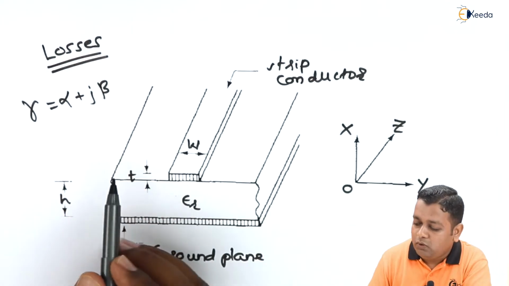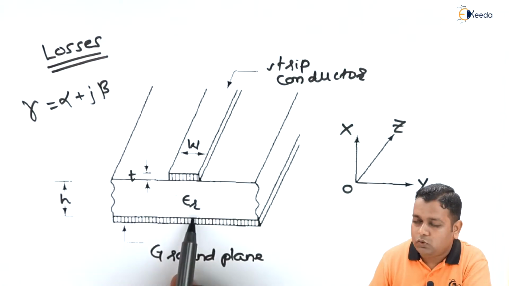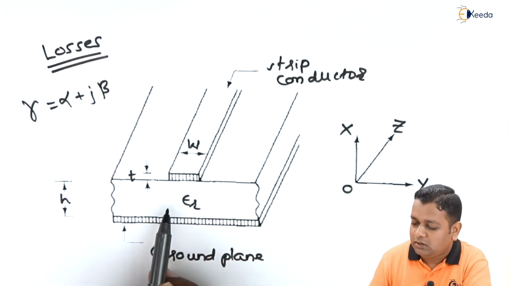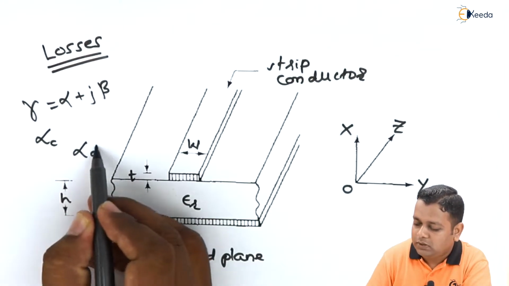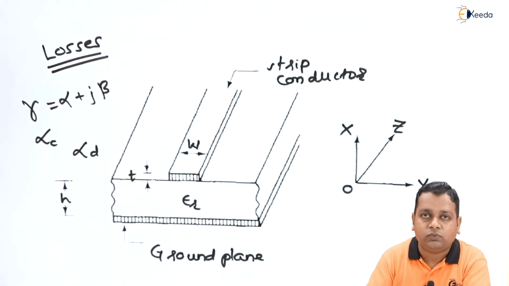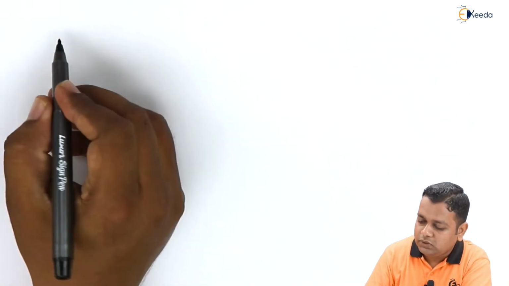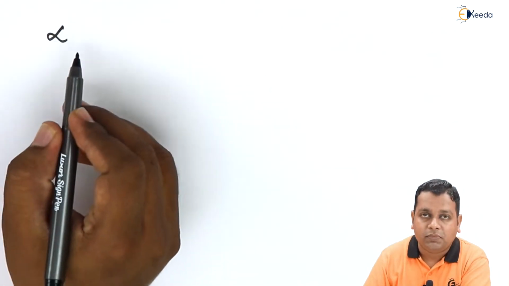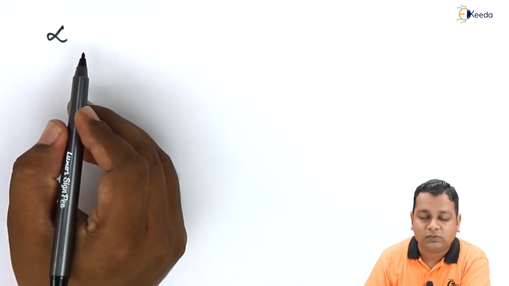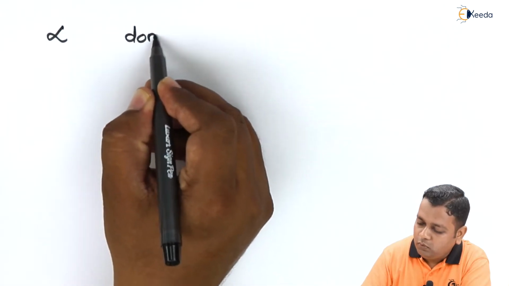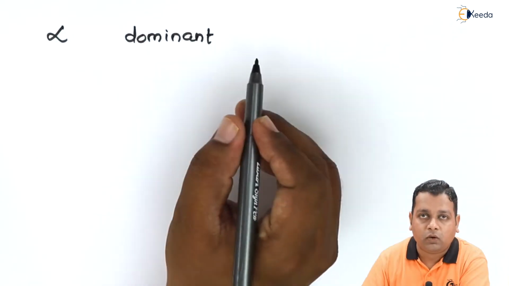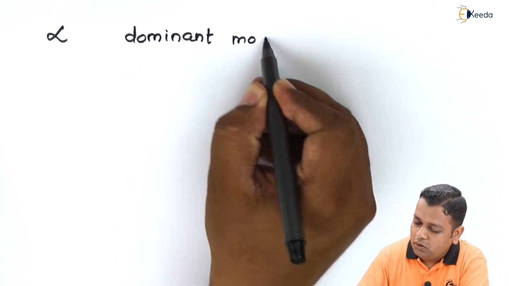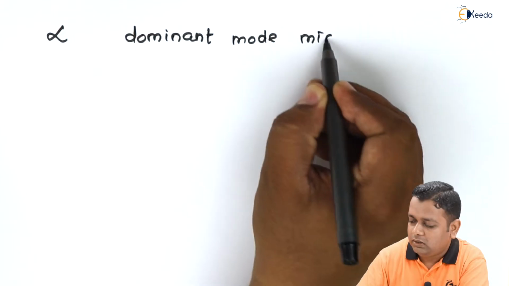So here, corresponding to the conductive materials and the dielectric materials, we can have alpha suffix c and alpha suffix d. So let us proceed with the discussion. Here we consider the attenuation constant that I have represented by alpha, and this is for the dominant mode of wave propagation, or microwave propagation, on the microstrip line.